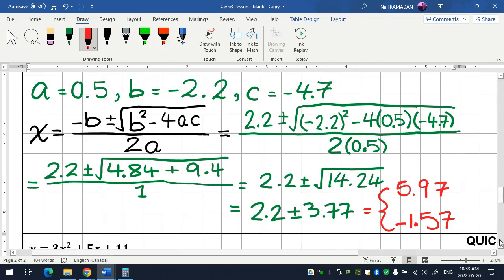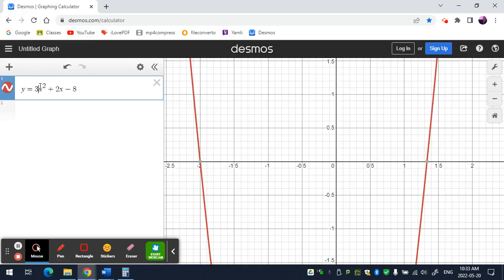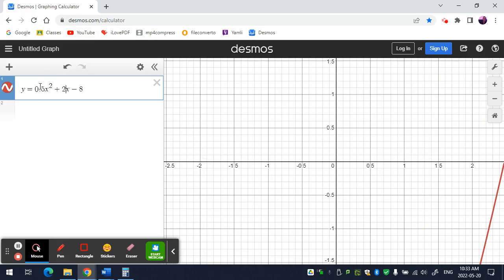So let me freeze it so you get to copy while I sketch it. I need someone to tell me what the numbers are. 0.5 for the first one, two x's, and then minus 4.7. All right, I'm going to unfreeze. Everyone ready? There we go. Zoom out.